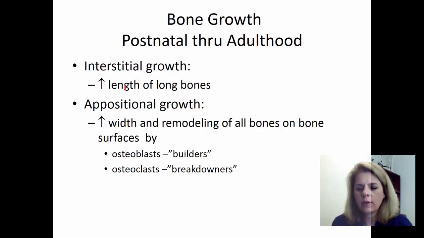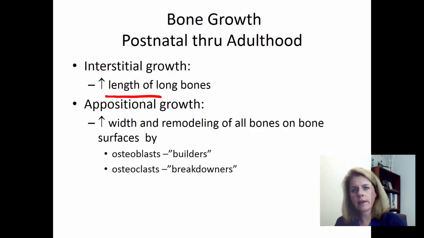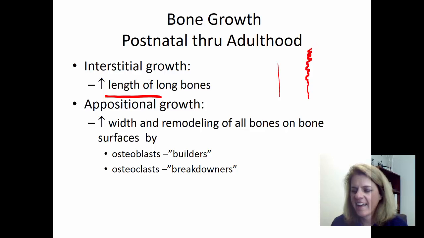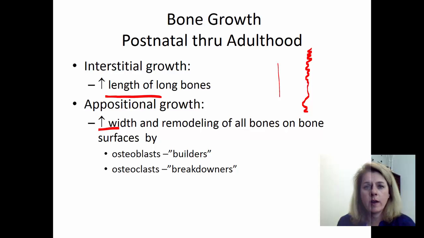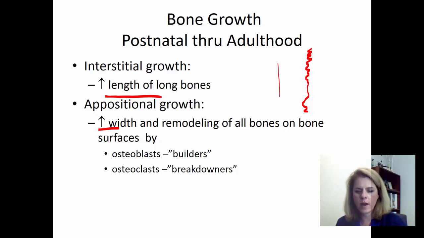So interstitial growth means you're increasing the length of the long bones. Okay, so your femur is going to get longer, your humerus is going to get longer, all your long bones have got to get longer. But then you also have to get some widening of your bones. If you're born with a femur that's this long and this skinny, as you get to be an adult, it needs to be a little thicker and a little longer, so it's a stronger bone. So appositional growth is the increasing of the width of the bones, so they get longer and wider.